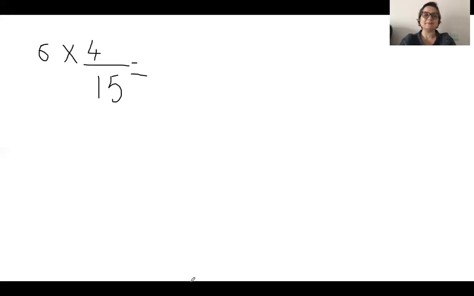Okay, next one. 6 times 4 over 15. Again, first thing that might come in your head is to multiply the numerator by numerator, denominator by the denominator. But then you see 6 is actually a whole number. Then where is the denominator? You can express the whole number as a fraction by adding 1 as the denominator, because in this change, the value of the fraction does not change.